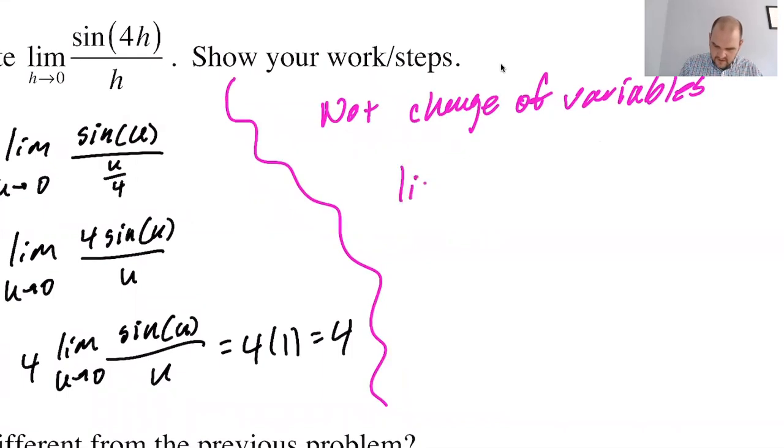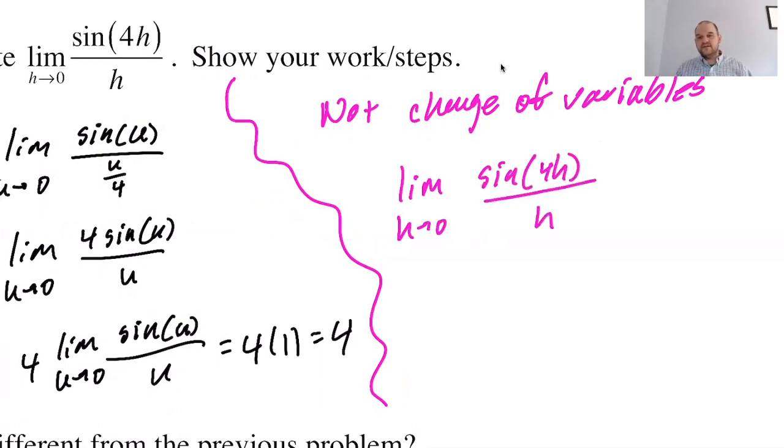So start with this, the limit as h approaches 0 of sine of 4h over h. And then you look at it and you're like, 4h in the argument of sine, so I really need 4h in the denominator because that's basically the same as having the sine of u over u. So how can I do that? Well, I can abuse the constant multiple rule.